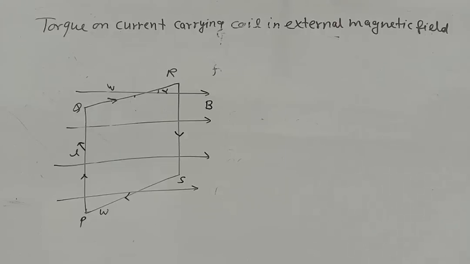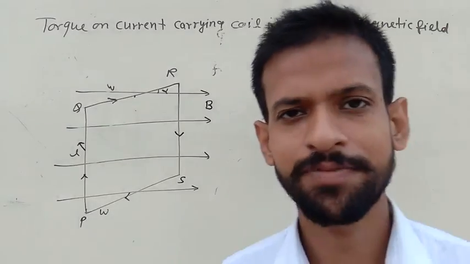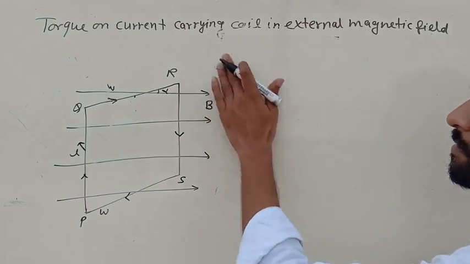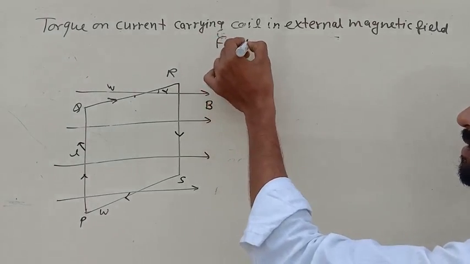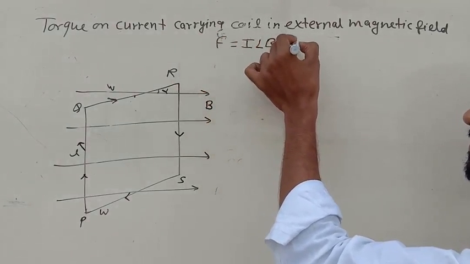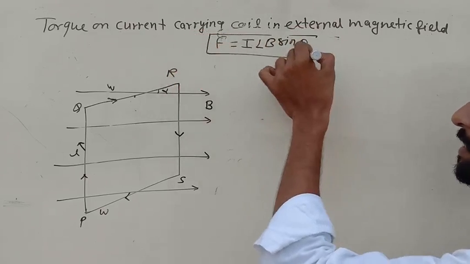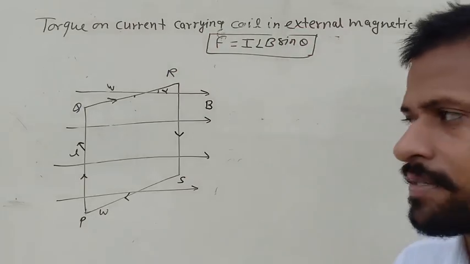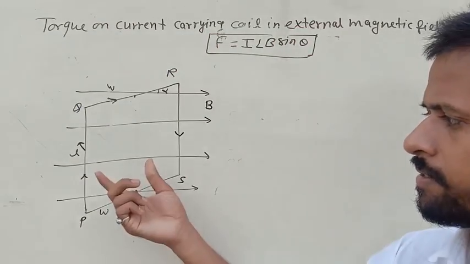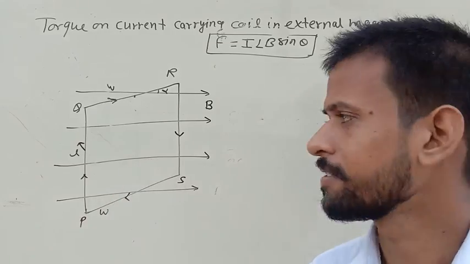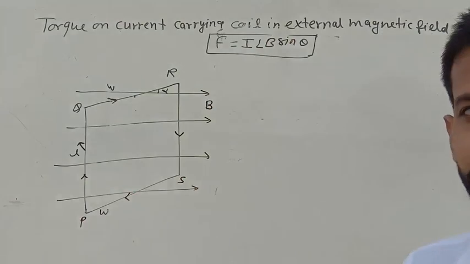Okay, when a current carrying conductor is placed in a magnetic field, it will experience a force, and that force is equal to I L B sin theta, where theta is the angle between L and B. Now we have to calculate the torque on the current carrying coil when it is placed in an external magnetic field.